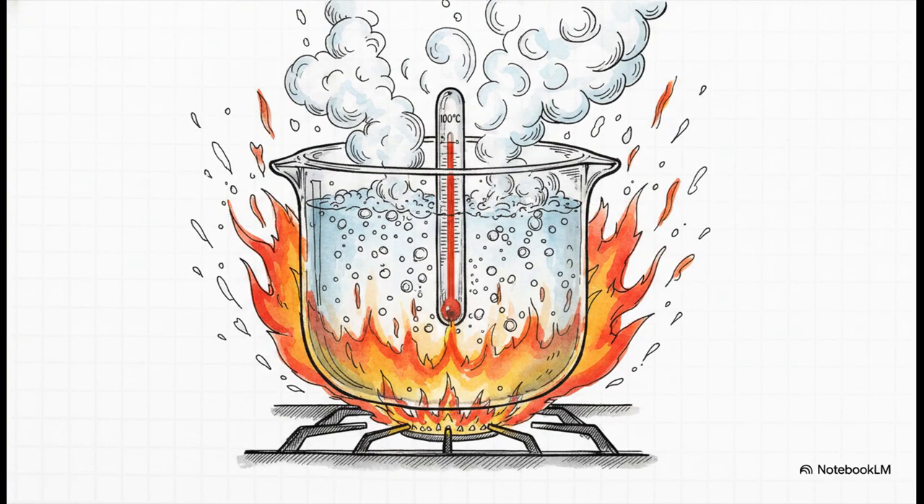And here is the perfect real-world proof. Think about a pot of boiling water on the stove. Once it hits 100 degrees Celsius, that's it. It stays there. You can crank the heat up all you want, but the water itself won't get any hotter. You'll just make it boil faster. All that extra energy is going straight into one thing, turning that liquid water into steam.